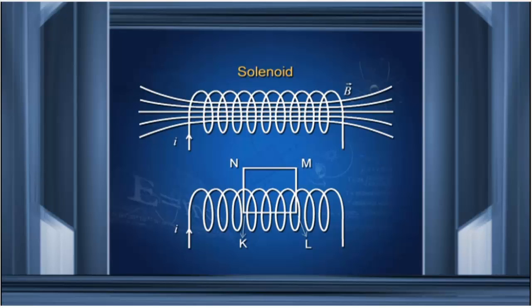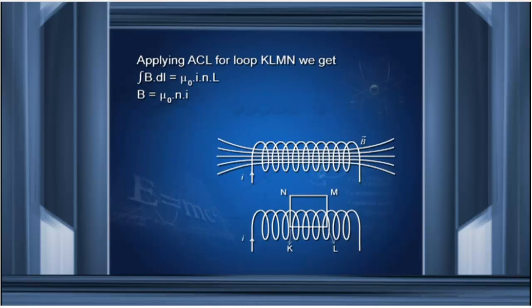B into L. Again, applying Ampere's circuital law for the whole loop KLMN, we get B dot dl equals mu naught times the number of turns into I. As the number of turns per unit length is small n, integration B dot dl equals mu naught n L I. Comparing these two equations, we get B into L equals mu naught n L I. L is common, so we cancel it and we get B equals mu naught n into I. This is the magnetic field due to the solenoid.